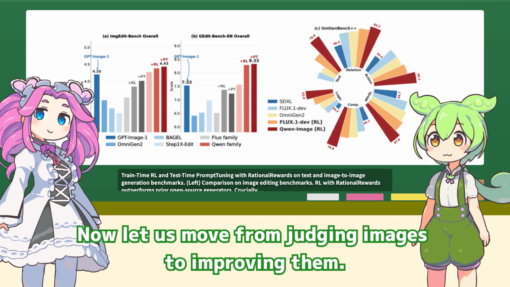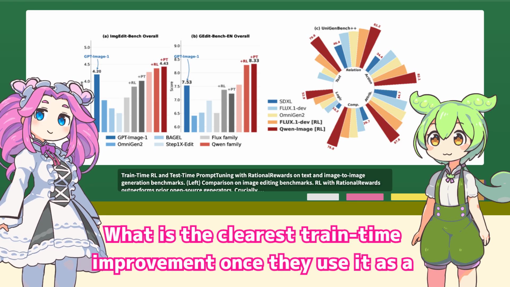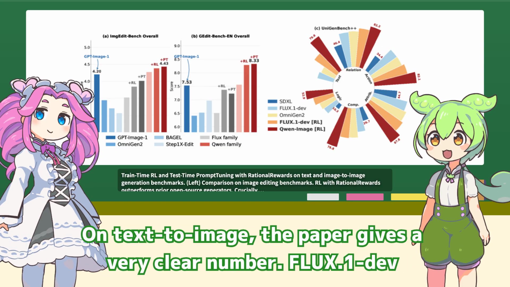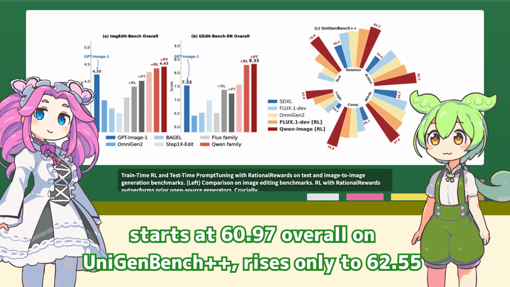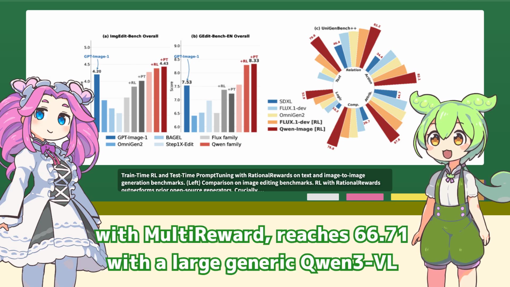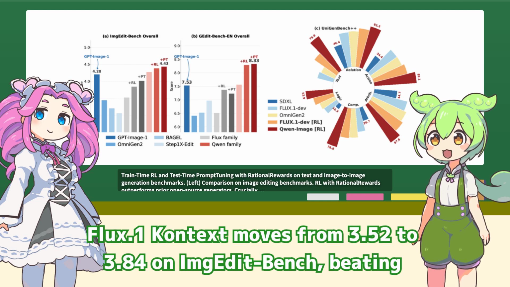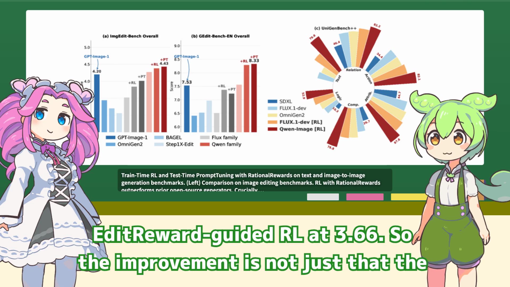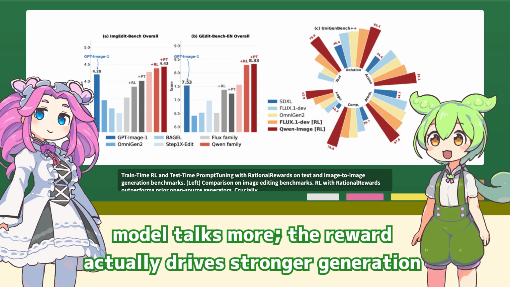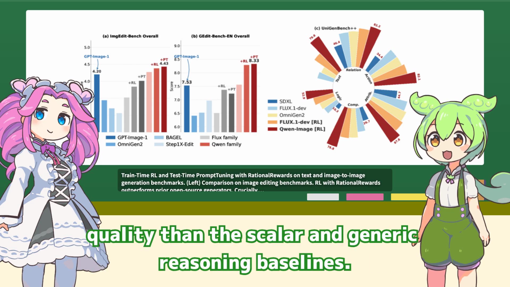Now let us move from judging images to improving them. What is the clearest train time improvement once they use it as a reward? On text to image, the paper gives a very clear number. FLUX.1-dev starts at 60.97 overall on UniGenBench, rises only to 62.55 with multi-reward, reaches 66.71 with a large generic Qwen3-VL judge, and climbs to 70.34 with Rational Rewards. On image editing, FLUX.1 Kontext moves from 3.5 to 3.8 on ImgEdit-Bench, beating EditReward-Guided at 3.66. So the improvement is not just that the model talks more. The reward actually drives stronger generation quality than the scalar and generic reasoning baselines.